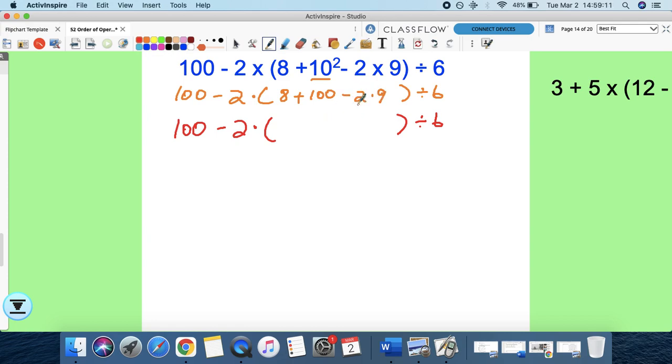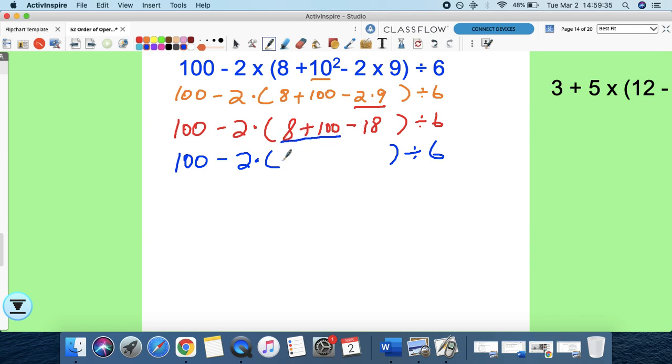Who do we do first? Well, we have to do times. So 8 se queda, plus 100, we don't touch, minus, and then 2 times 9 is 18. Okay, so again, it continues, 100 don't touch, 2 times don't touch, and we're still with the parentheses. So now inside the parentheses, we have 8 plus 100 minus 18. Who do we do first?